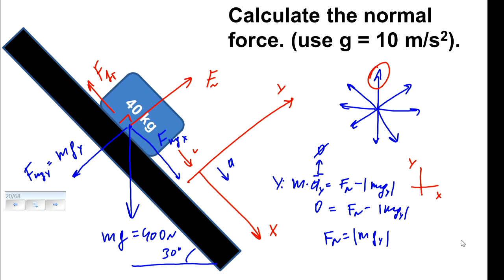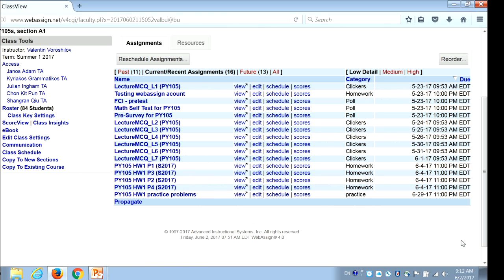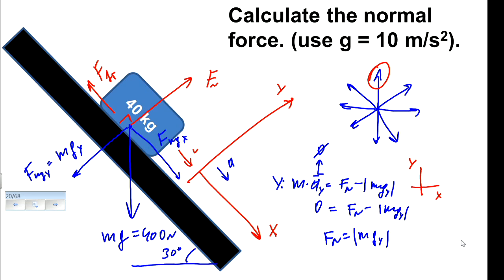Well, the last question is, how do we calculate this component? We need a triangle. This is a right angle triangle. In this triangle, mg is the hypotenuse. All we need is an angle. And that geometry has nothing to do with physics. So geometry. If I extend this, that's supposed to be 90. This is 30.